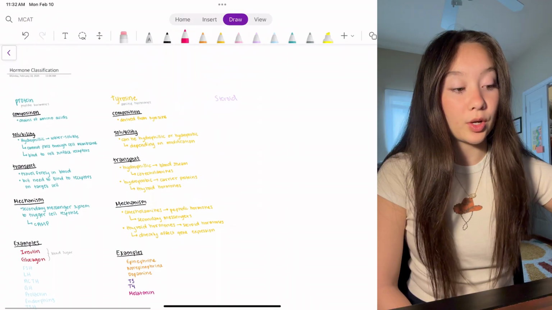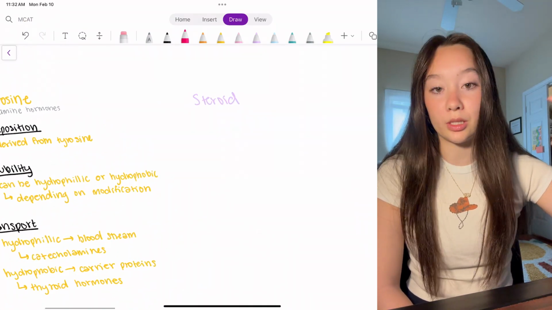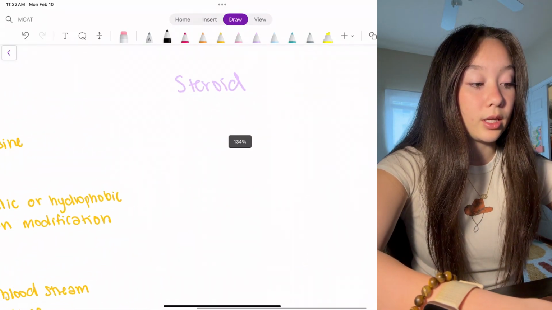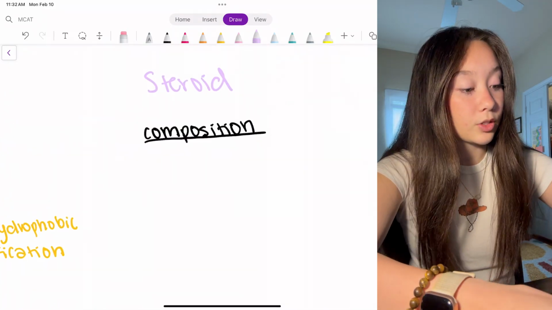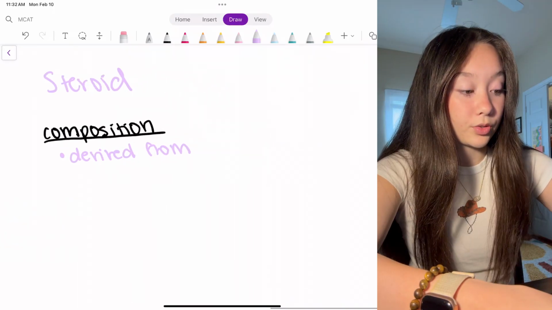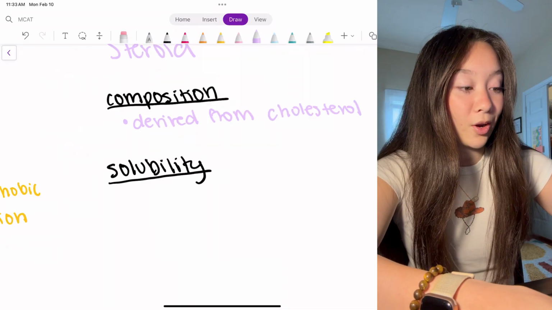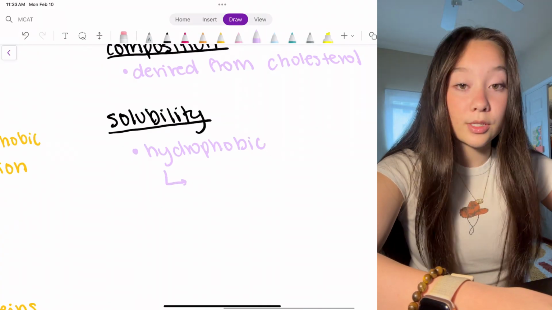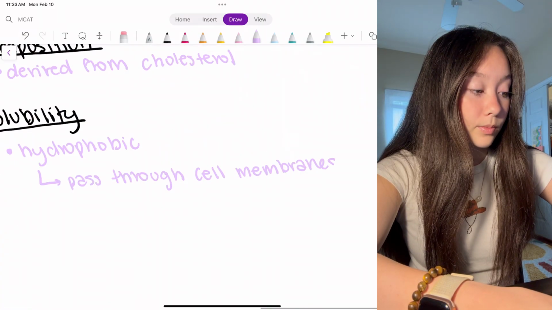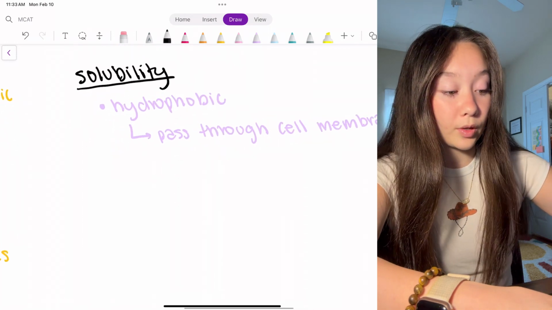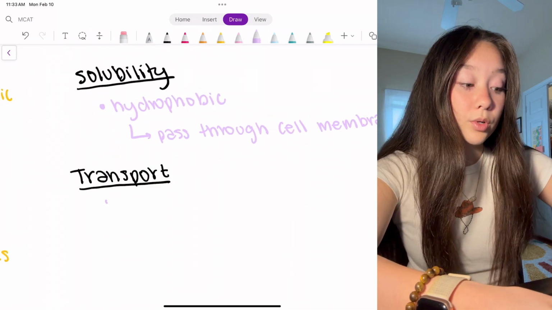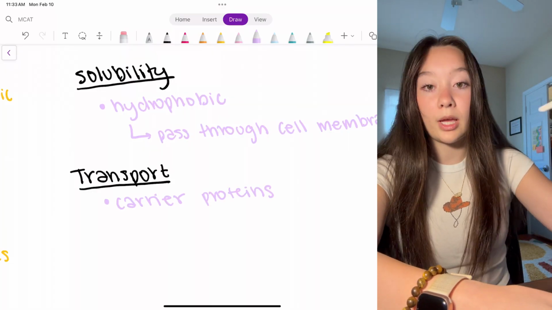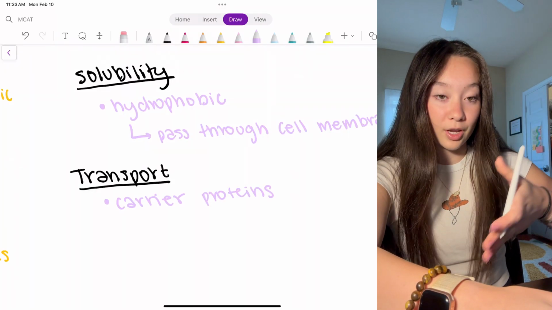Moving on, we are going to talk about steroid hormones, which is the last type of hormone that we're going to cover. So let's start off with their composition. These are derived from cholesterol. Their solubility, they are going to all be hydrophobic, meaning they can just pass straight through cell membranes. And the way that they're transported throughout the body, they are going to require carrier proteins, since they cannot just diffuse straight into the bloodstream like our peptide and then some of our tyrosine hormones.